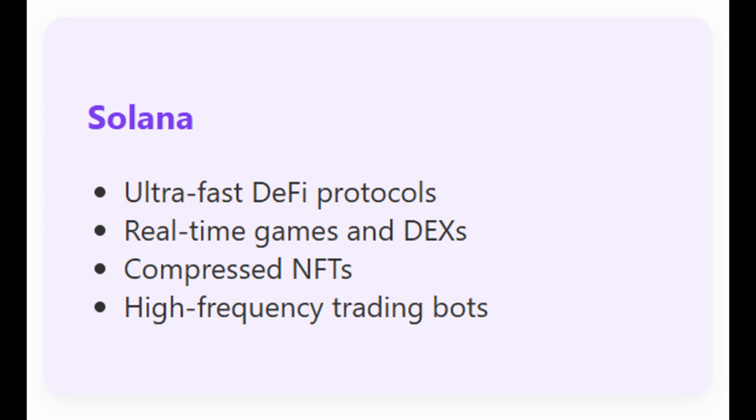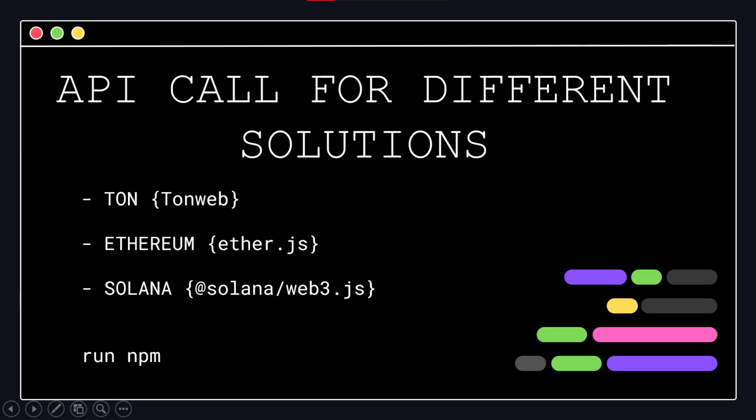For Solana, we have ultra fast DeFi protocols for real-time trading like Jupiter. We have compressed NFTs, for example, Magic Eden, and then we have gaming dApps and high frequency trading bots, which make trading on Solana easier. Overall, these are all amazing use cases, but I believe Ton surpasses all with use cases that are quite easy and simple for everyone to access in their day-to-day life, not just in Web3 but outside Web3.